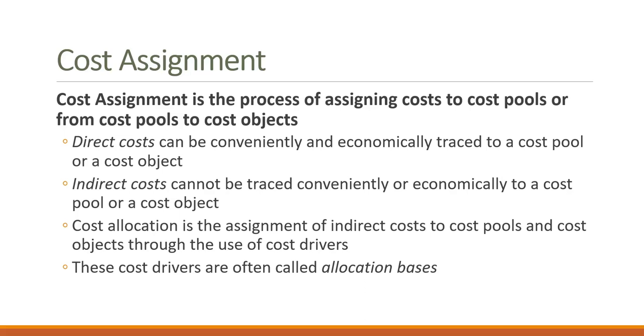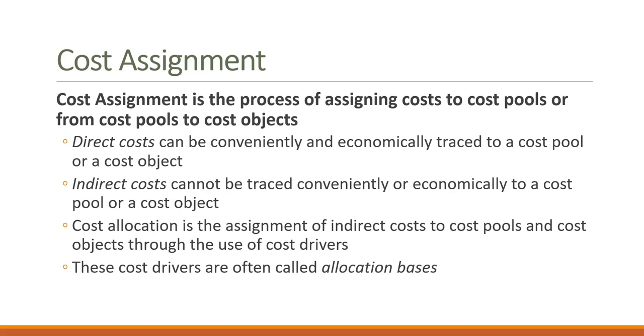We have two types of costs, direct costs and indirect costs. If you remember from Principles of Accounting 2, we get into even more cost classification definitions, and we will throughout this chapter also. So direct costs are those that can be conveniently and economically traced to a cost pool or a cost object. Remember, that means that it doesn't cost more money to trace the cost to the cost object than what the actual cost is.